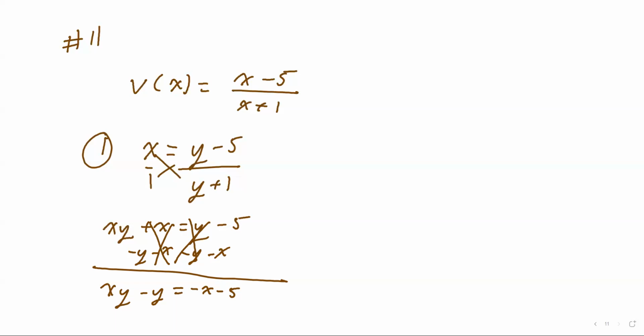So now I'm going to factor out this y. So that gives me y. And then what am I left with? Very good. x minus 1, which equals negative x minus 5. I now have one singular y. How can I get y by itself? Good. Divide that binomial, or whatever this polynomial is, to the other side. So I now get y equals negative x minus 5 divided by x minus 1.